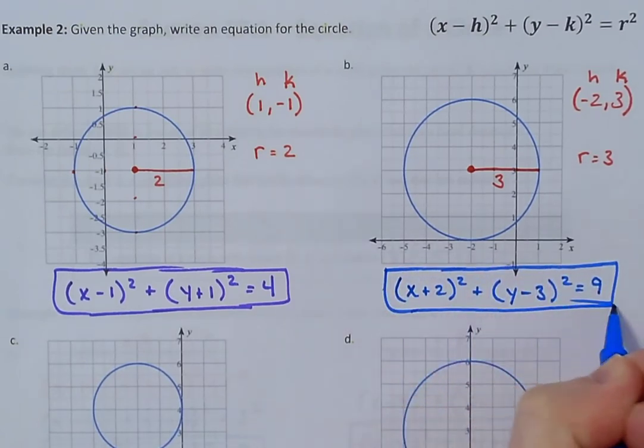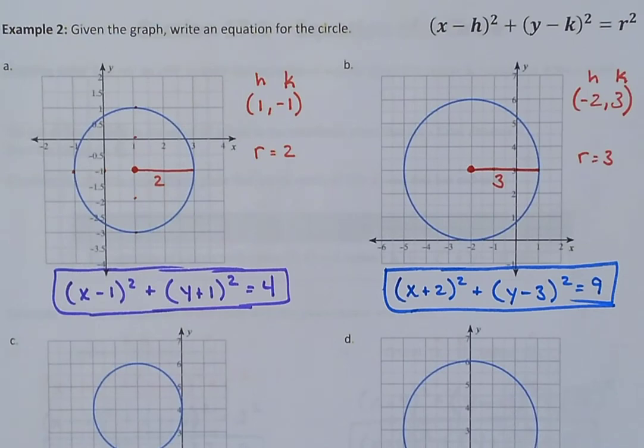So my answer is (x + 2)² + (y − 3)² = 9. And that is how you go through and write the equation of a circle. When you're given a graph, you have to figure out the center, figure out your radius, and then you can plug everything in.